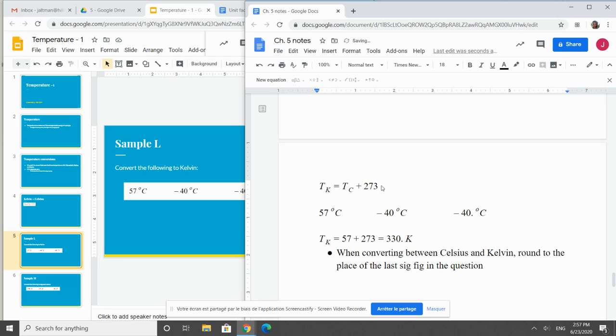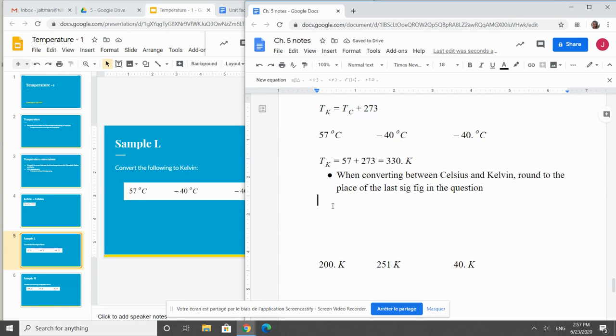So now I have one with negative 40. When I first put it in my calculator, I get 233 Kelvin, and those of you in the 10 class, you could leave it as such. If we're going to be considering sig figs, this would be 230 Kelvin, just because that zero is not significant with degrees Celsius. I have probably told you in class if I'm going to be grading you on that or not. I don't always.